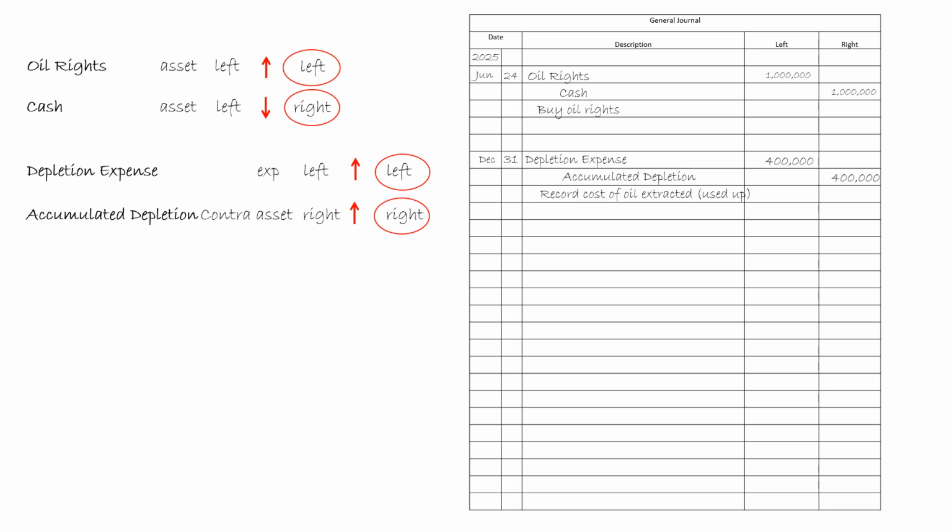At the end of each accounting period, we would look to see how many gallons we actually pumped during the accounting period and follow the same pattern to prepare our adjusting entry. This concludes the ACLET, Depletion of Natural Resources.